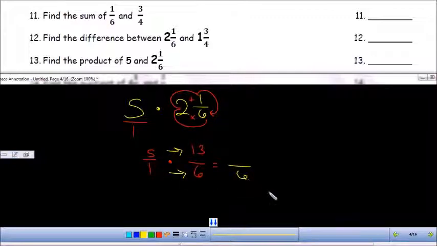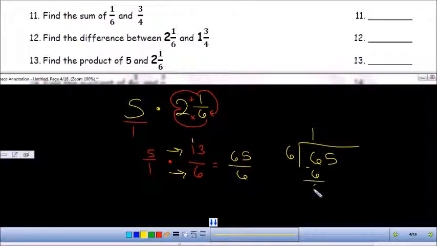Well, I know 1 times 6 is 6, and 5 times 13, I don't know, but I know that 5 times 3 is 15. I'm going to carry the 1, and 5 times 1 is 5, plus the one that we carried is 6. So we end up with an improper fraction, 65 over 6. To change that improper fraction to a mixed number so we can finalize our answer, we're going to have to divide. Remember, top in, bottom out. So 6 goes into 6 one time. That's a 6, remainder 0. Bring down my 5. And 6 goes into 5 0 times. So we're done.